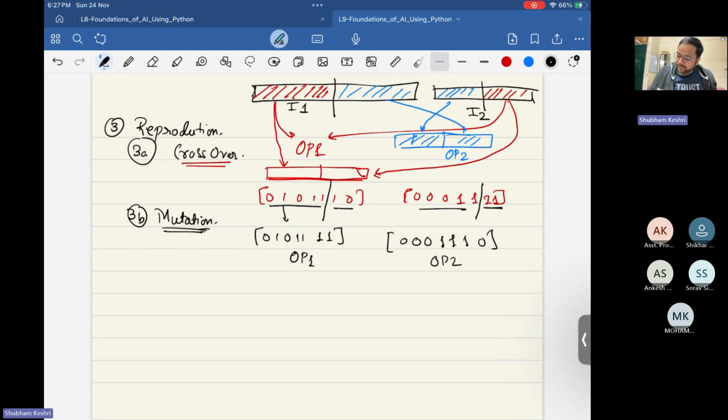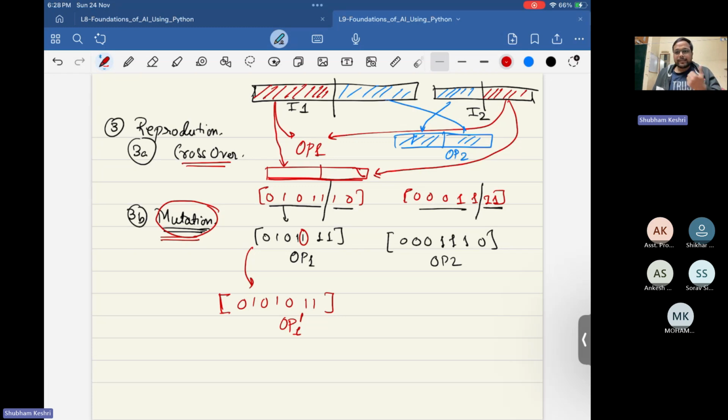Now what is mutation? Mutation is a random change in an element of the chromosome. It can pick any random element in the chromosome. So for offspring 1 it is picking, suppose, this one, and randomly changing its value. From 0 it can change to 1. So offspring 1 dashed will become 0 1 0 1 0 1 1. So in one we are doing crossover and in the other we are doing mutation.